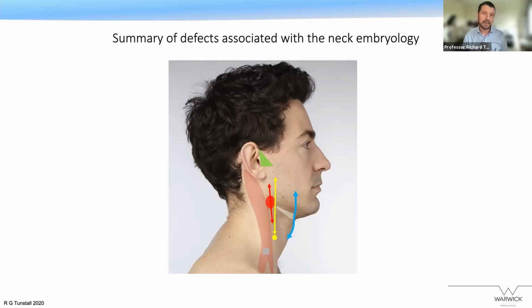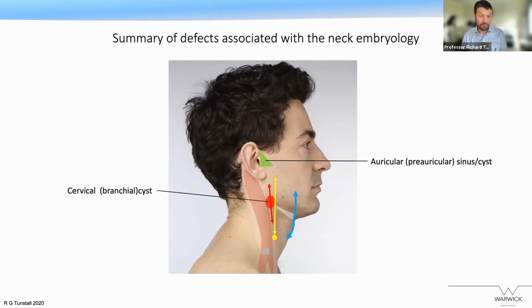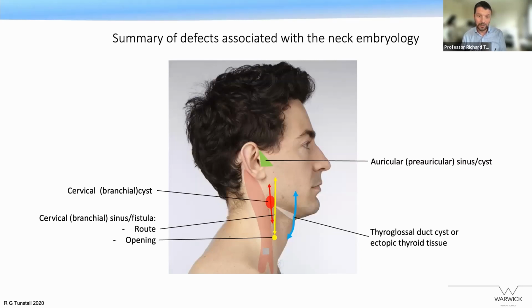If you know the basic embryology of the neck and how it develops, it helps you understand how pathologies can occur in the green area in front of the ear, in the red area, in the yellow area, which is the pathology you have just seen, and in the blue area here. So please don't ignore embryology. It's really useful, particularly when you look at it in a clinical context.